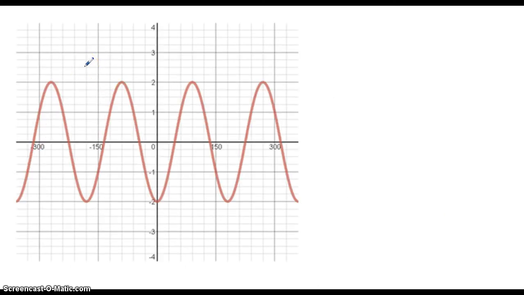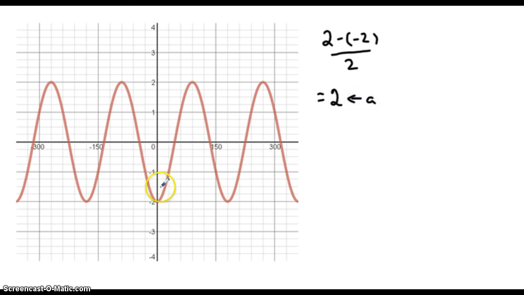Now let's do 3b. Again, let's start with the amplitude. The maximum is 2, the minimum is -2. The amplitude will be 2 take away -2 divided by 2. This will give me 4/2, and the amplitude is 2.